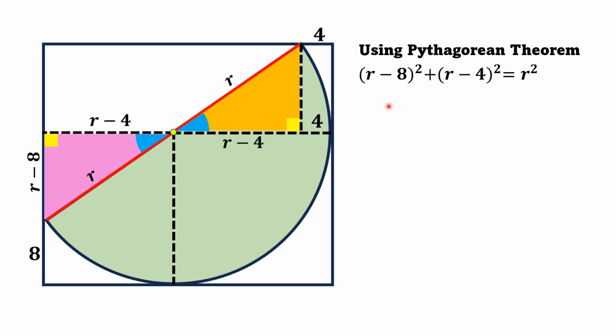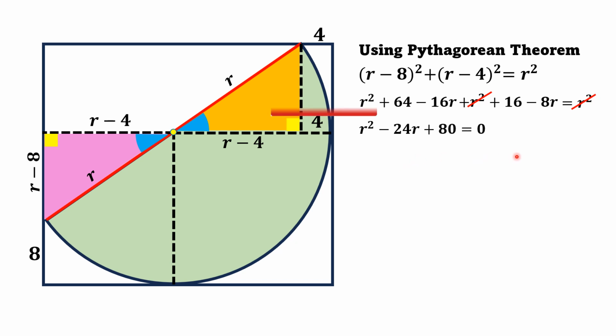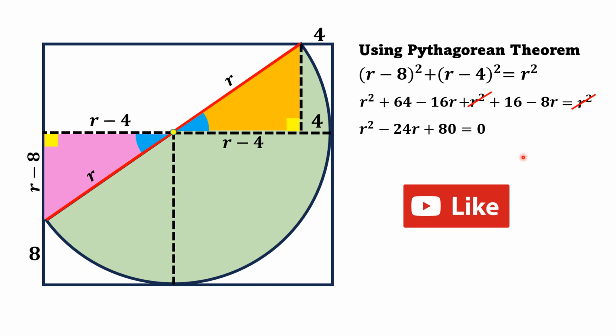Expanding the binomials on the left, (r minus 8) squared is equal to r squared plus 64 minus 16r. (r minus 4) squared is equal to r squared plus 16 minus 8r, and that is equal to r squared. The r squared on the right cancels with one r squared from the left, and this equation in simplified form will be r squared minus 24r plus 80 is equal to 0.